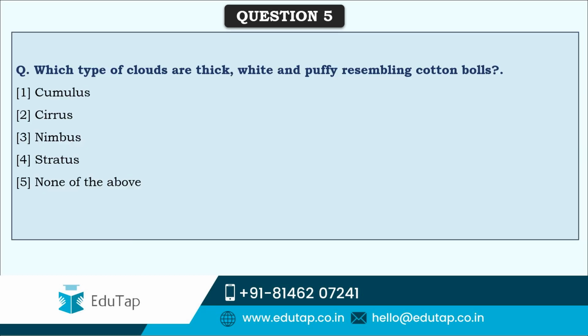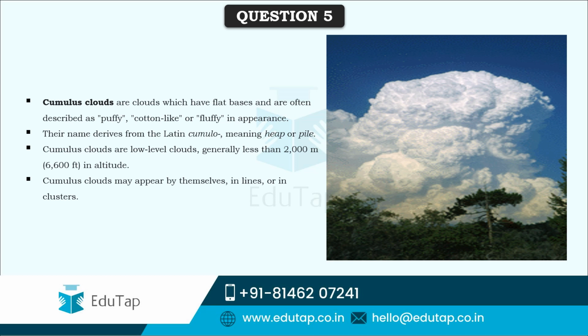So friends, the next question here is, which type of clouds are thick, white and puffy, resembling cotton balls? We had just now discussed this as part of our other questions, and the correct answer is cumulus clouds. As you can see here, this is a cumulus cloud. Generally they have a flat base and then a puffy, cotton like structure, and the term cumulus is derived from cumulo, which means heap or pile, and these are generally low level clouds which form below 2000 meters altitude, and they can form in lines or singly or even in clusters.